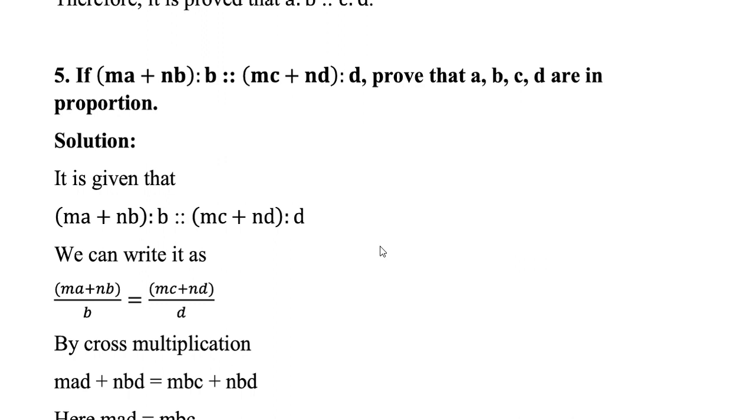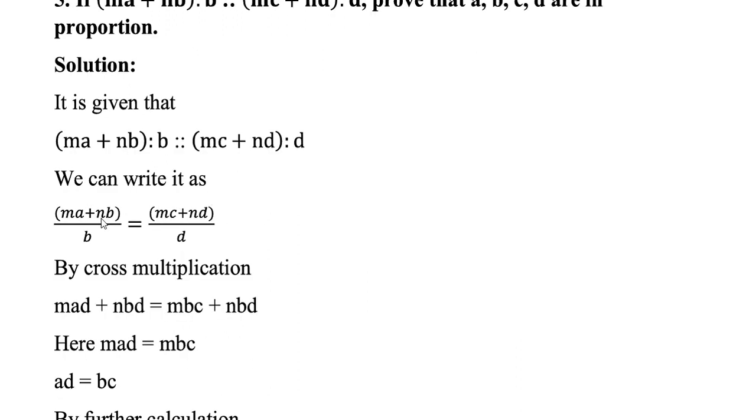Let's come to the next problem. If (ma + nb) is to b is equal to (mc + nd) is to d, prove that a, b, c and d are in proportion. So first I will write the equation. Okay, after that we can write like this, that (ma + nb)/b is equal to (mc + nd)/d.